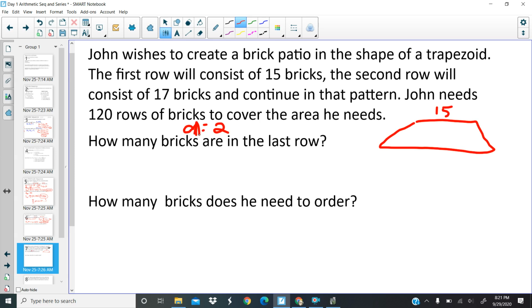So we want to know how many bricks are in the last row. So that's going to be coming from that S sub n formula. And so that's where you have n divided by 2 times the first term, which is 15, and then it wants to know how many bricks are in the last row. So A sub n.